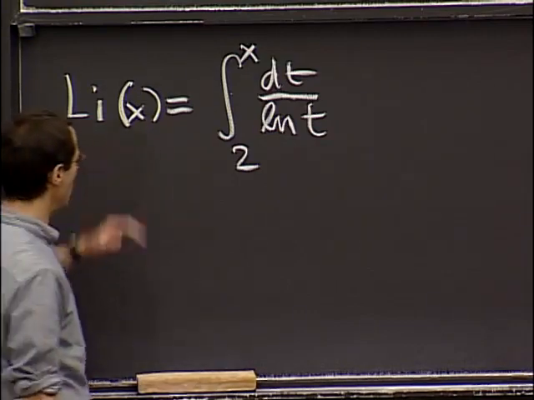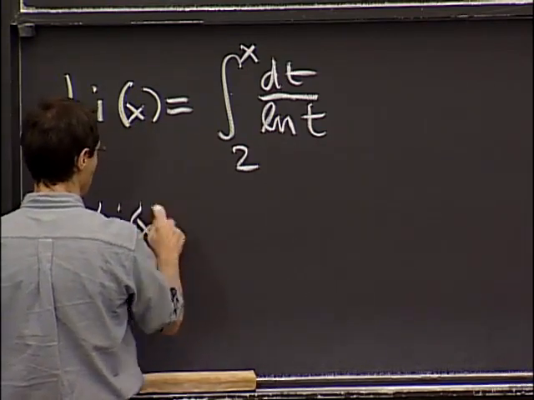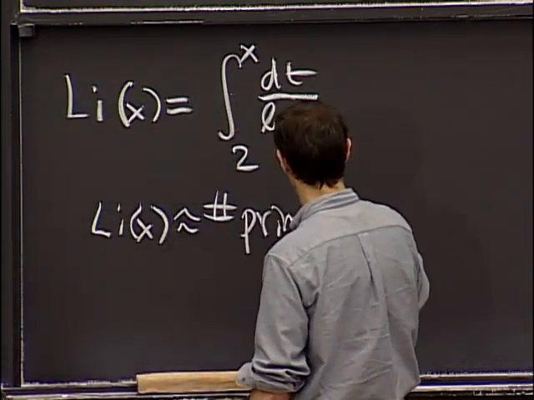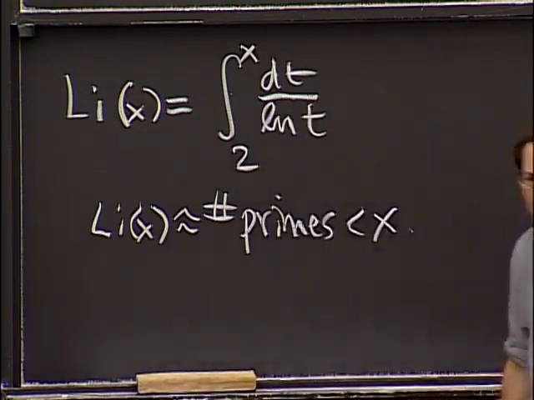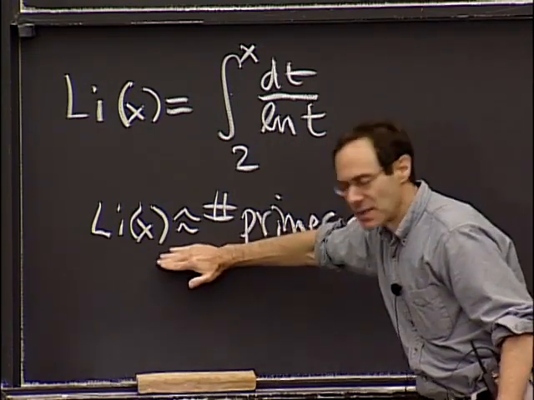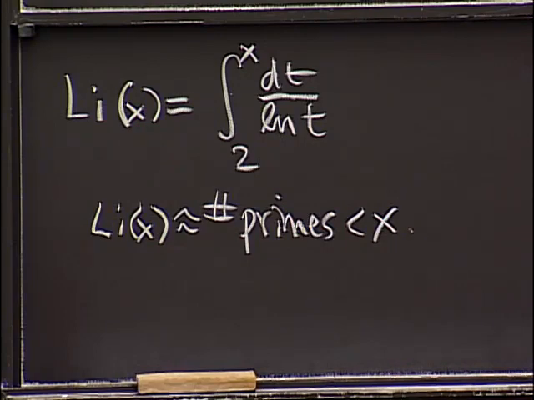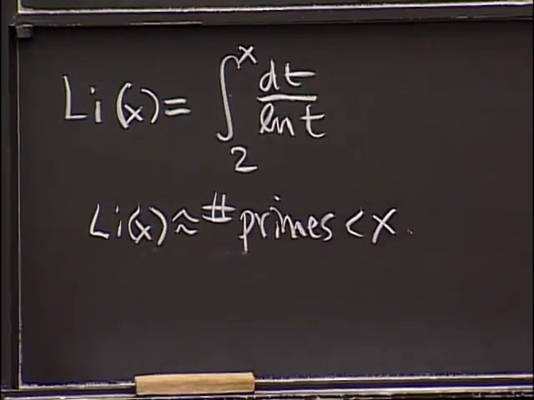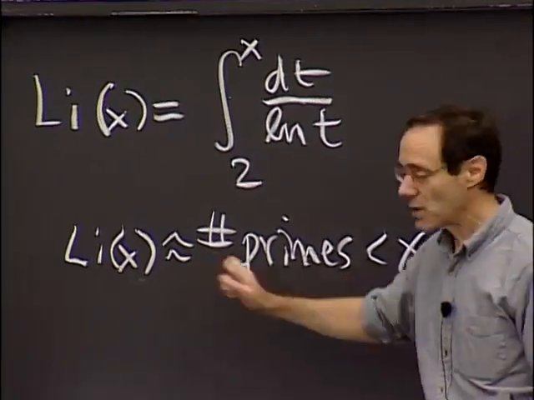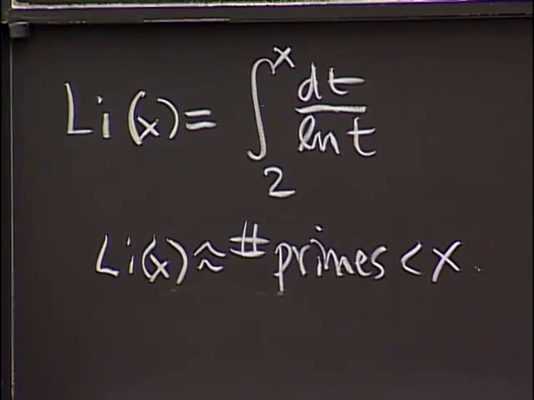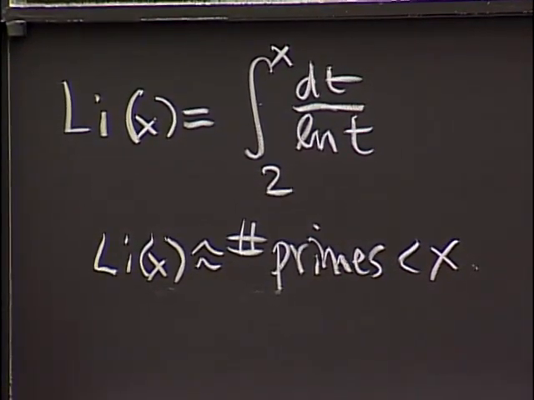And the significance of this one is that Li of x is approximately equal to the number of primes less than x. And in fact, if you can make this as precise as possible, you will be famous for millennia, because this is known as the Riemann hypothesis, exactly how closely this approximation occurs. But it's a hard problem. And already a century ago, the prime number theorem, which established this connection, was extremely important progress in math.